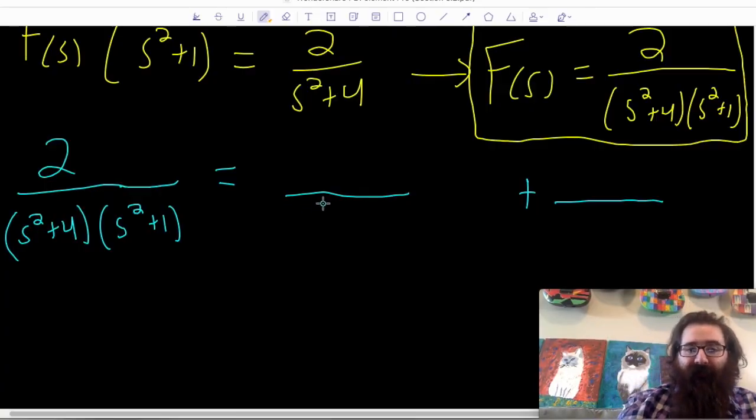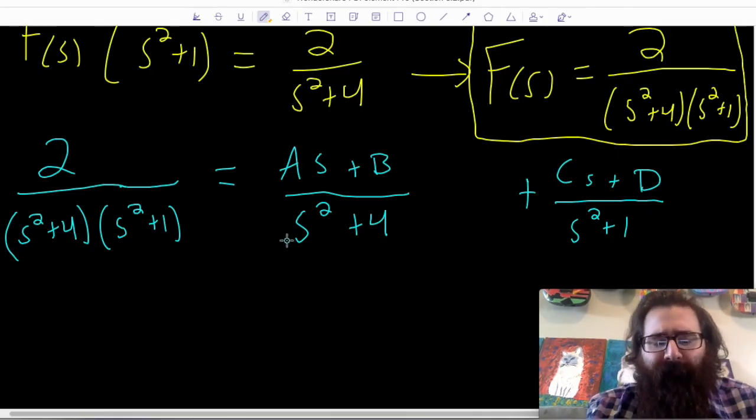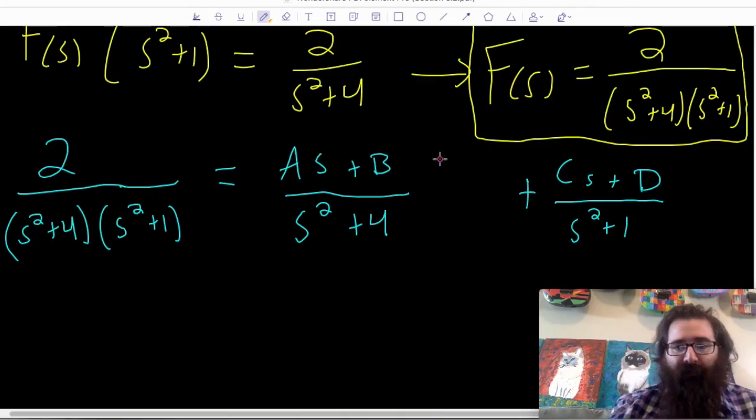Each of them is going to have the irreducible quadratic in the bottom, so s squared plus 4 for the first fraction, and s squared plus 1 for the denominator on the second fraction. And in the numerator, I need a linear term on s. So for the first fraction, I want as plus b. For the second fraction, the same thing, so that's going to be cs plus d, keeping the degree off by 1 between the numerator and denominator in favor of the higher degree being in the denominator.